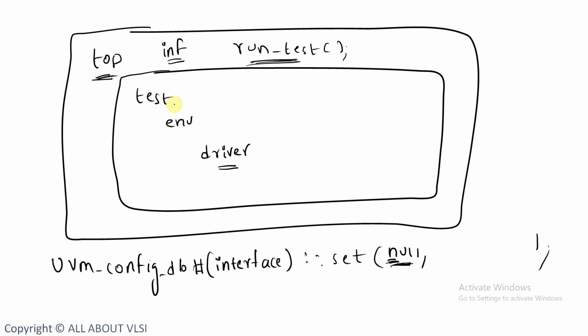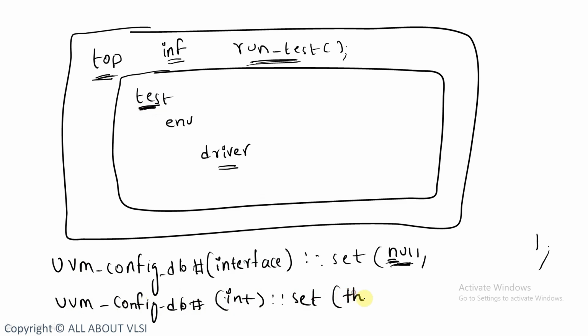Suppose I am using this UVM config DB inside my test component. Then I'm going to write uvm_config_db#(int)::set, and here I'm going to mention this. So whenever you are using UVM config DB in the case of components, you are going to use this, and whenever you are using it inside your top SystemVerilog module, you are going to use the first keyword as null.